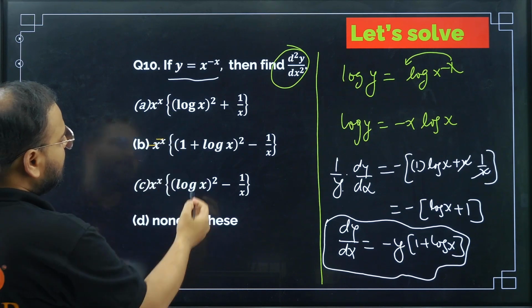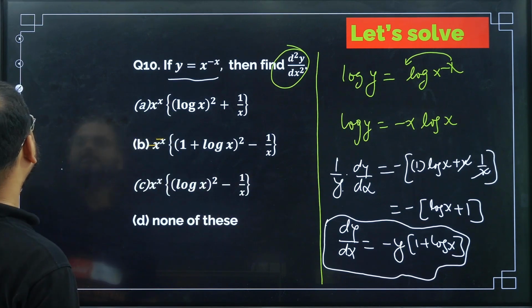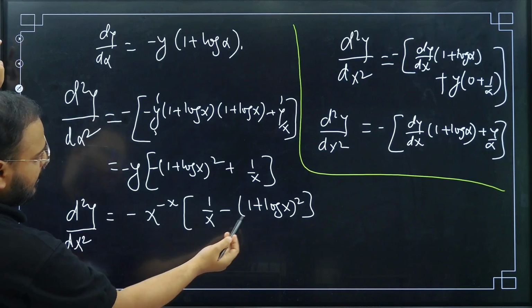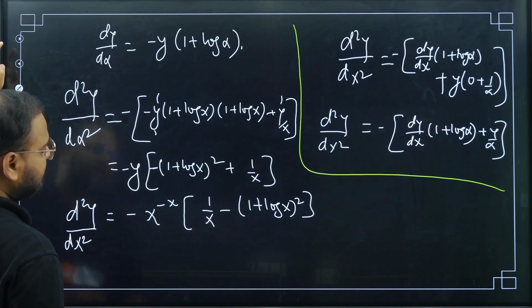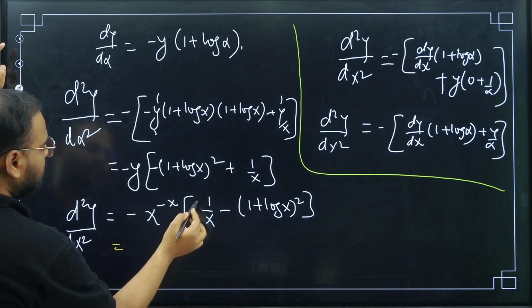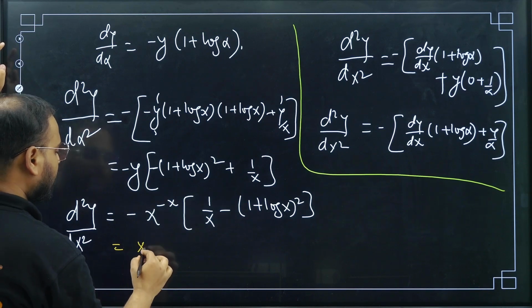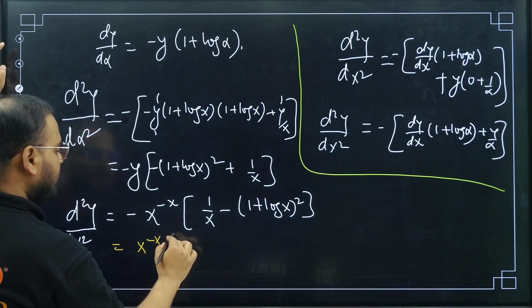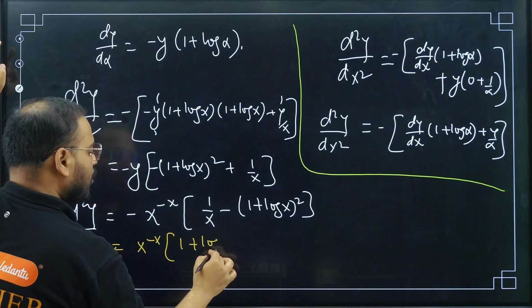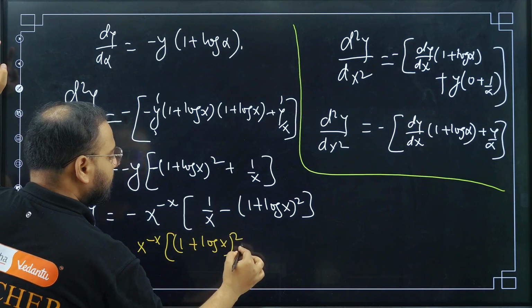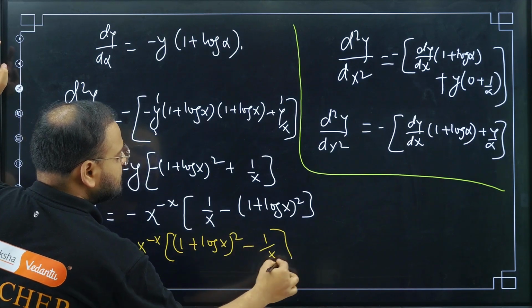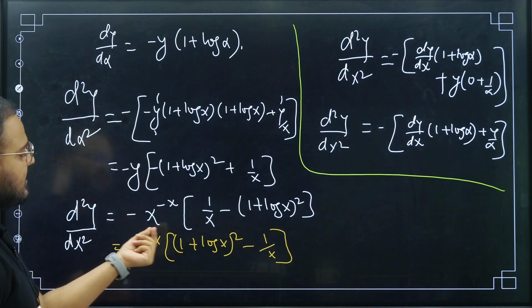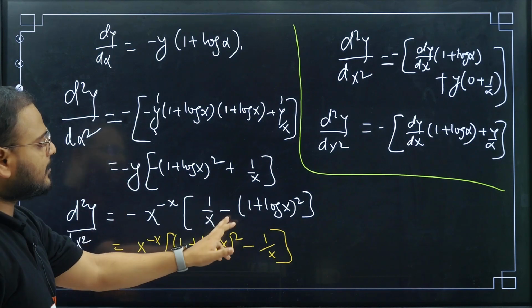Okay, 1 plus log x the whole square minus 1 by x. Please check. 1 plus log x the whole square. Okay, I can take this minus sign inside, no? I can take this minus sign inside. If I do that, I'm going to get what? I'm going to get x to the power minus x, okay? And this will be 1 plus log x the whole square minus 1 by x. So if I'm taking this minus sign inside, this becomes negative, this becomes positive.